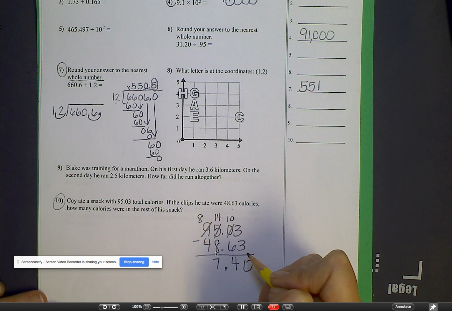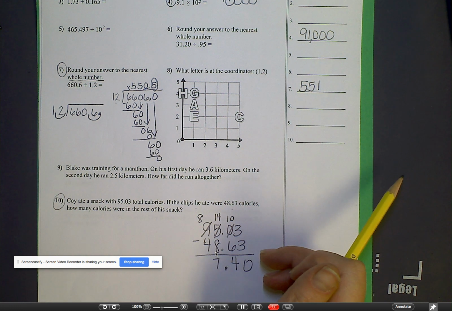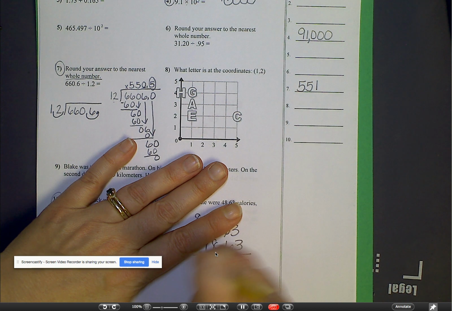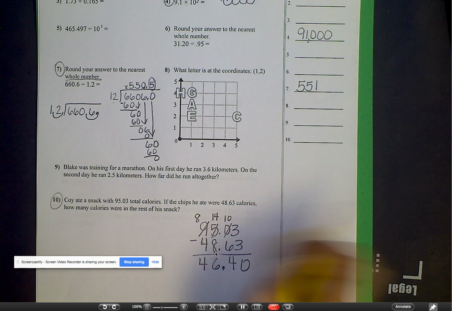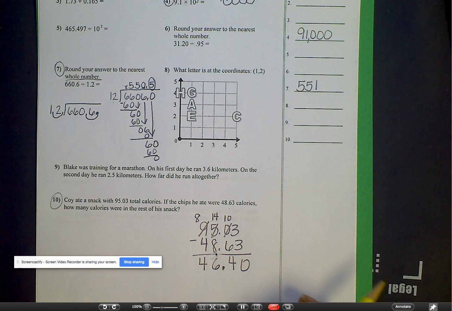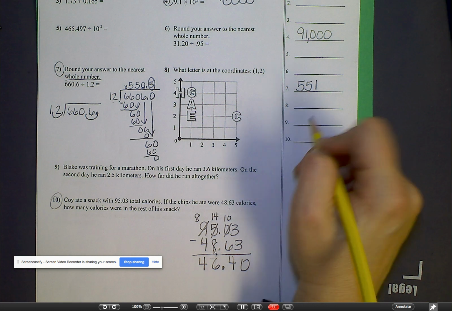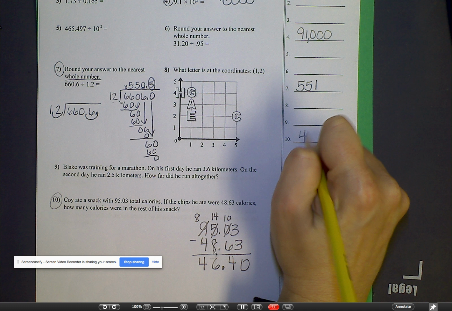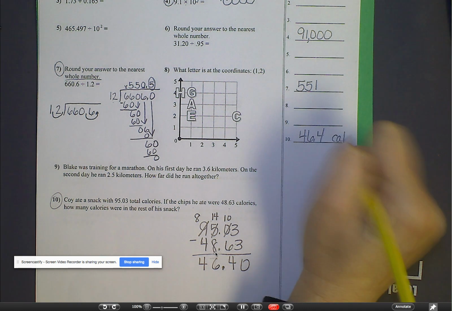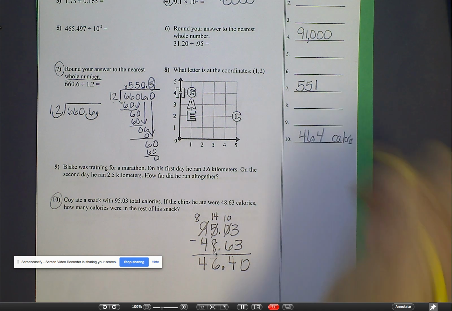8, 9, 10, 11, 12, 13, 14. It's 6. Okay, and then 8 minus 4 is 4. So his snack, you can write the 40 if you want to, but you don't have to. So for number 10, how many calories are in the rest of his snack? 46 and 4/10 calories.